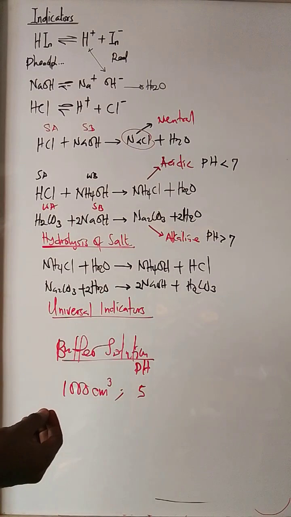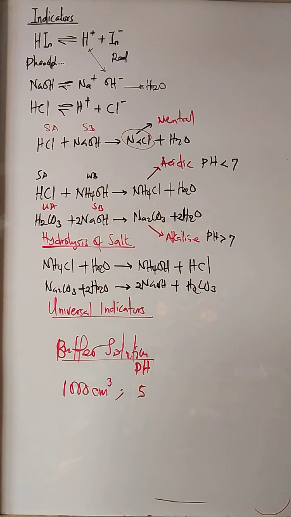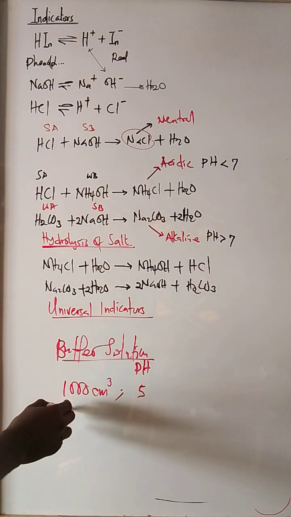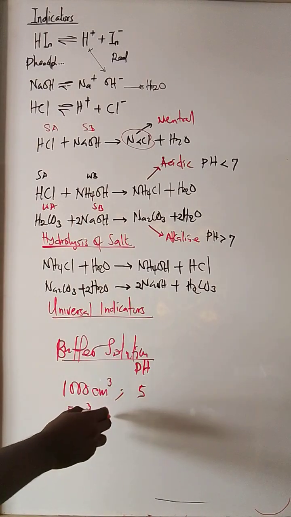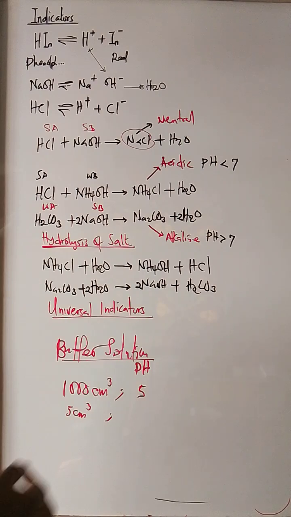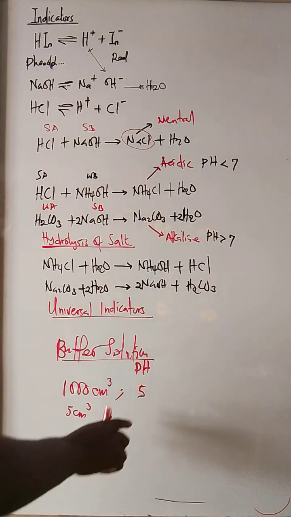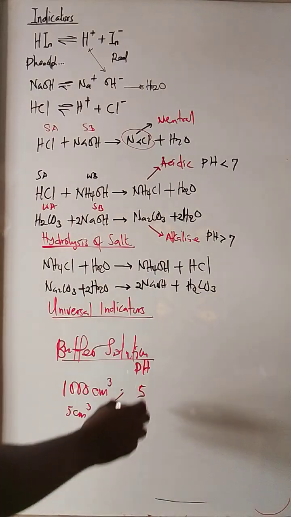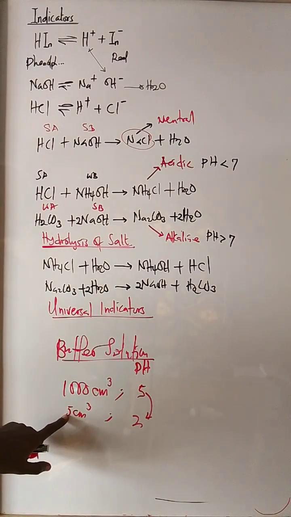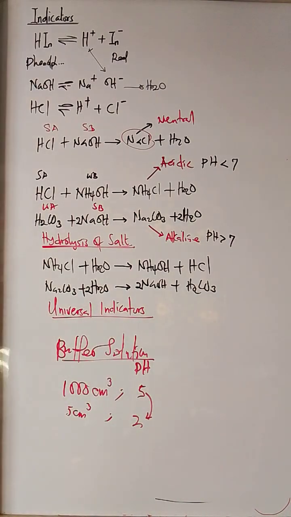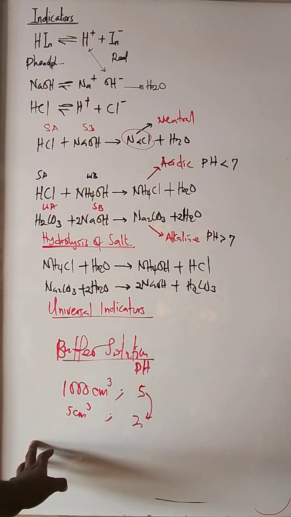If we add a little acid or a little base to it, what happens? No matter how small, even if you add, let's say, 5 cm3 of acid or base, the pH will change drastically. If you add 5 cm3 of an acid, it can change from 5 to, let's say, 2. You are adding a little amount and the pH is changing drastically, and this effect can be dangerous in nature.